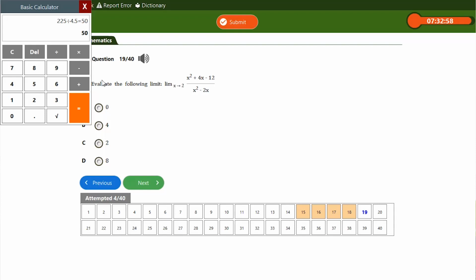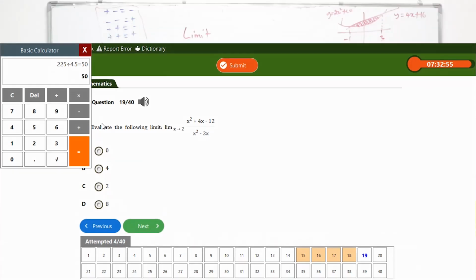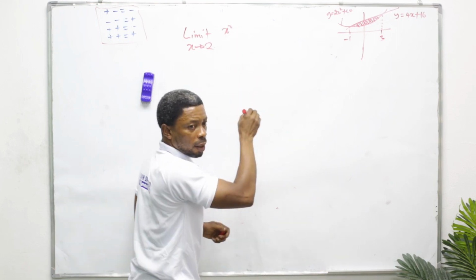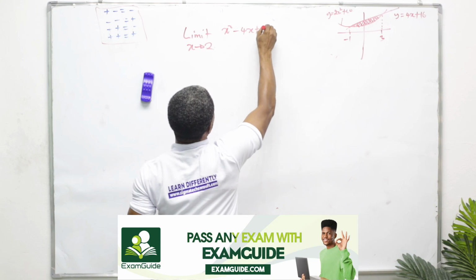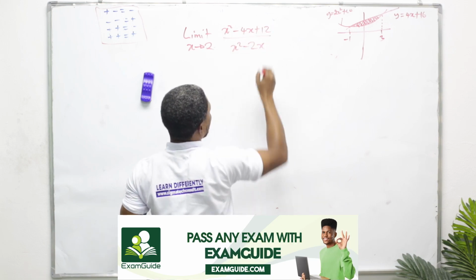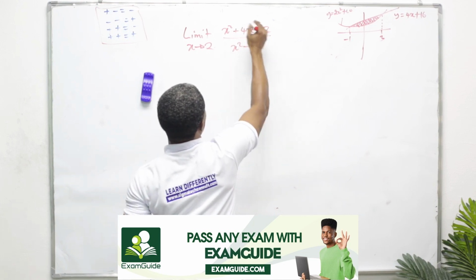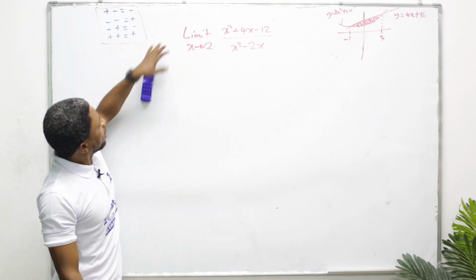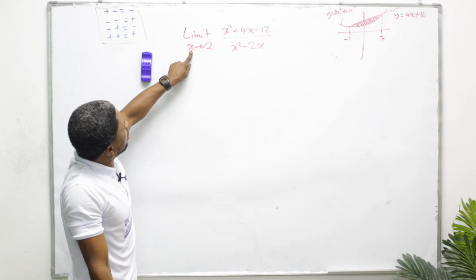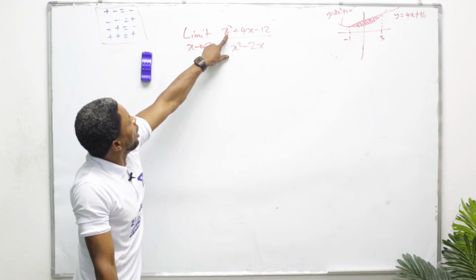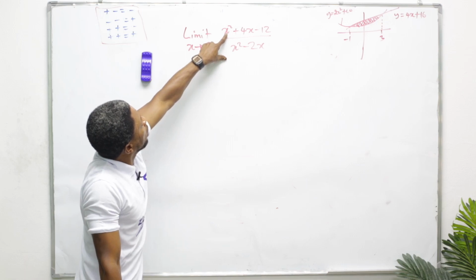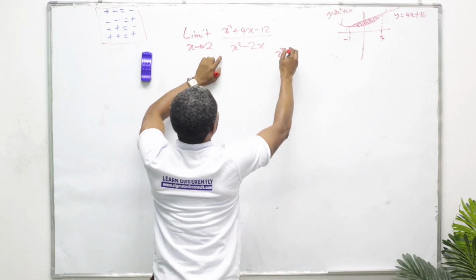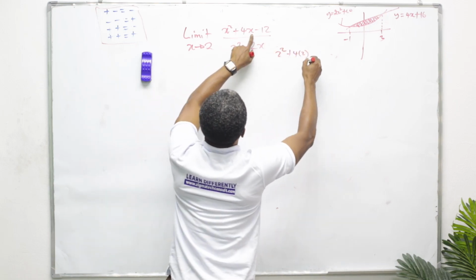Now look at it. They say find the limit as x tends to 2 of (x squared plus 4x minus 12) divided by (x squared minus 2x). This is what is given to us. Under this limit, anywhere you see x, put the value of x here. Anywhere you see x, put 2. So if I put 2 here, here will be 4, because 2 raised to power 2 is 4. This is 4 times 2. Here is minus 12.